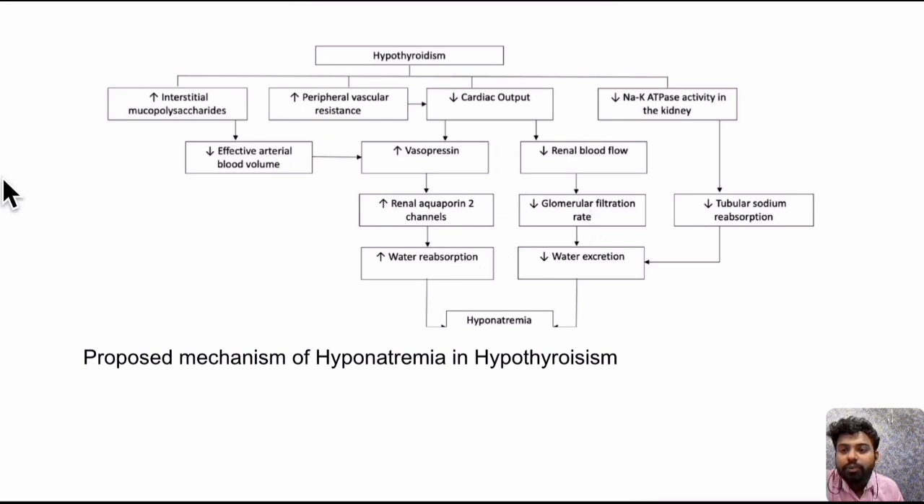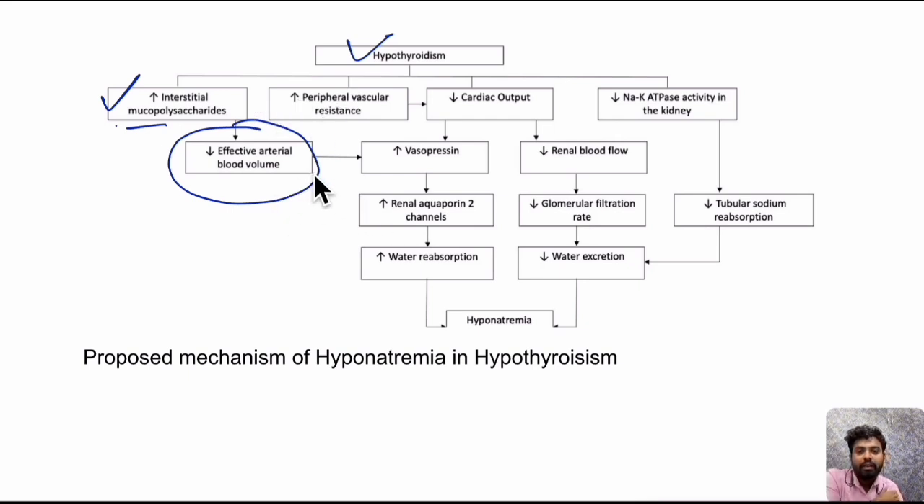Another thing is the proposed mechanism of hyponatremia in hypothyroidism. Interstitial mucopolysaccharides are increased, so water absorption is less and effective arterial volume is reduced. Peripheral venous resistance is more, and cardiac output is reduced, directly by both cortisol deficiency and hypothyroidism, because these things help in maintaining your cardiac output. So what is happening when cardiac output is low?